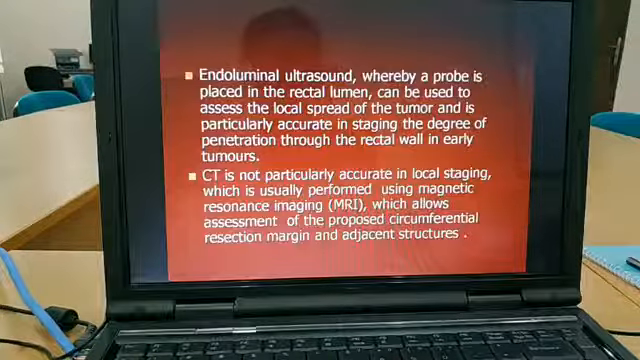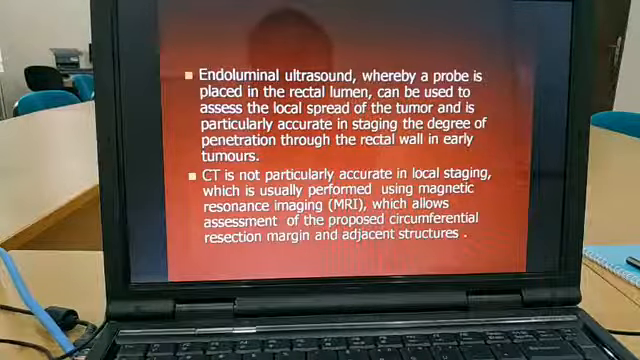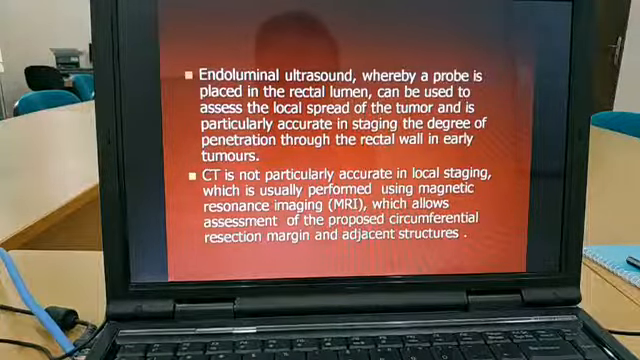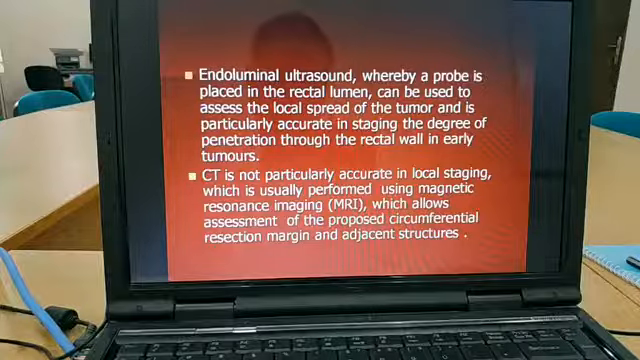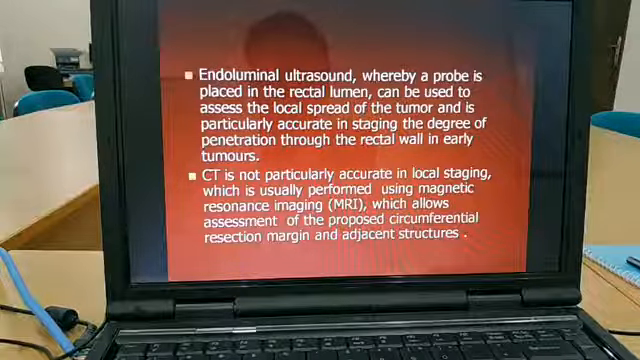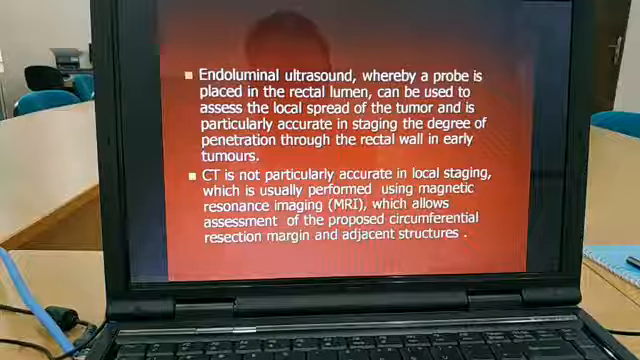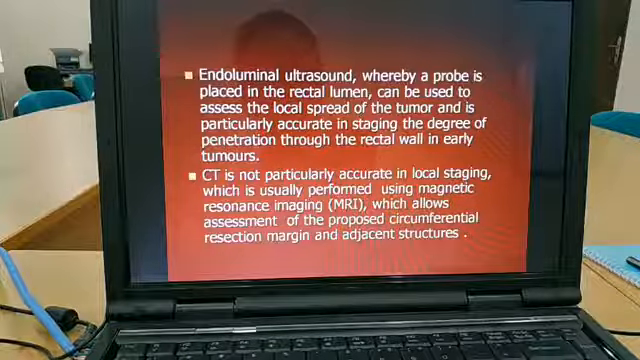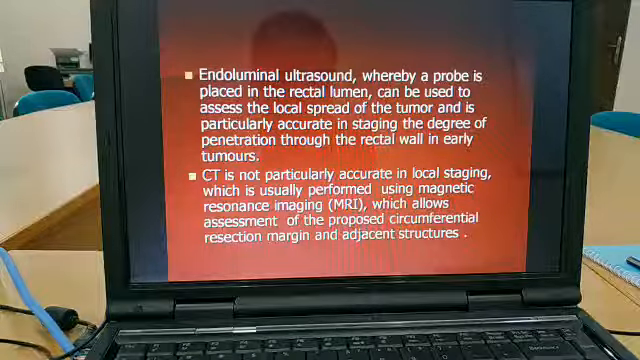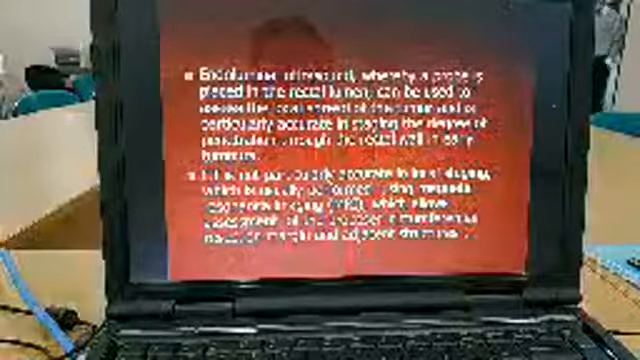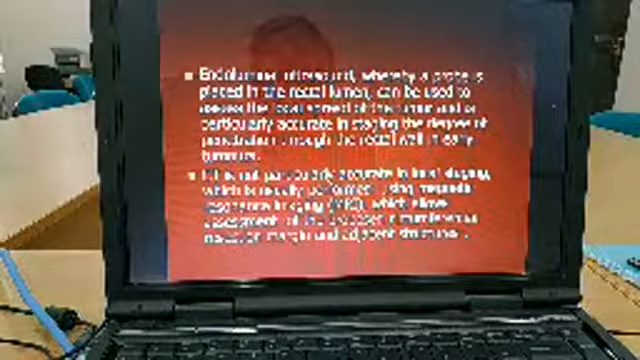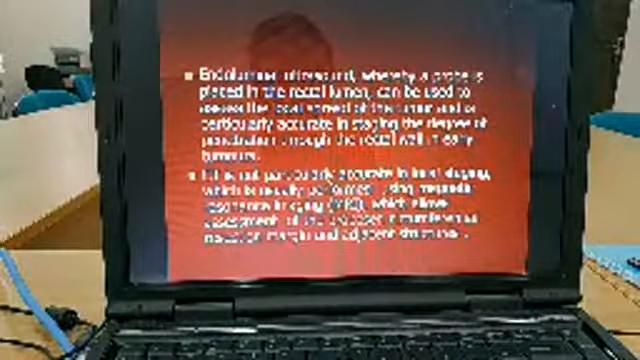What are the other modalities to assess the patient? You can assess the patient with endoluminal ultrasound. What is that? This is again an ultrasound where a probe is placed in the rectal lumen and can be used to assess the local spread of the tumor, and it is particularly accurate in staging the degree of penetration of the rectal wall in early tumors. In rectal carcinoma, usually the spread is circumferential. So how much it spreads, whether it spreads through the mucosa, muscle, pararectal tissue or serosa, can be seen with this endoluminal ultrasound.